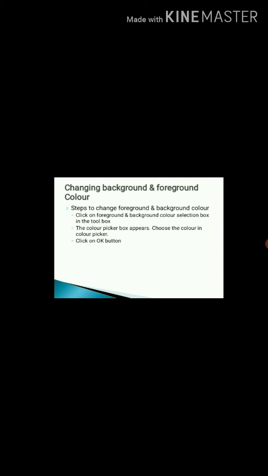Click on the foreground and background color selection box in the toolbox. The color picker dialog box appears. Choose the color in color picker and click OK button. Whatever color you want to give to background or foreground, you can mix also with the color mixer or color picker dialog box.